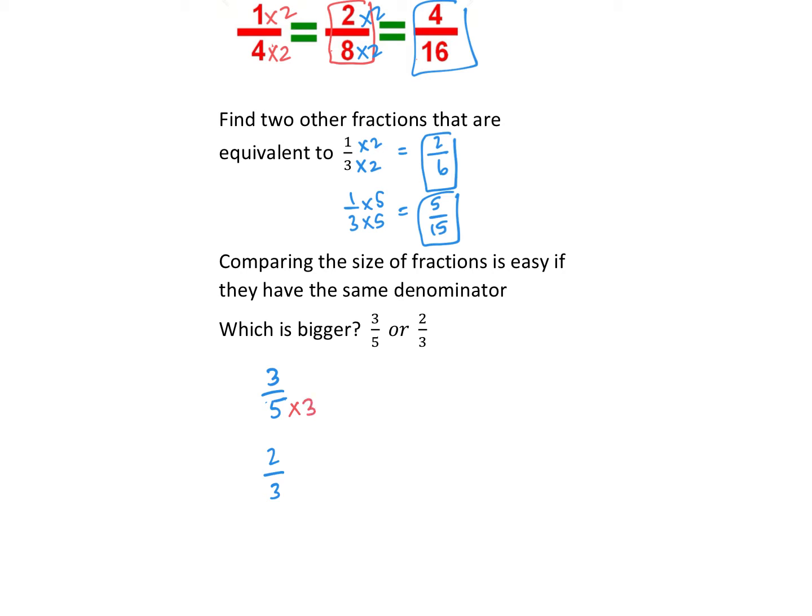So if I multiply this by 3 and do the same to the top, I get 9 over 15. And then if I multiply this by 5 to get 15 and do the same to the top, I get 10 over 15. So I can see this one is a little bit bigger. Once the denominators are the same, then you can compare the numerators to see which one has the bigger value. So 10 over 15 is slightly bigger than 9 over 15.